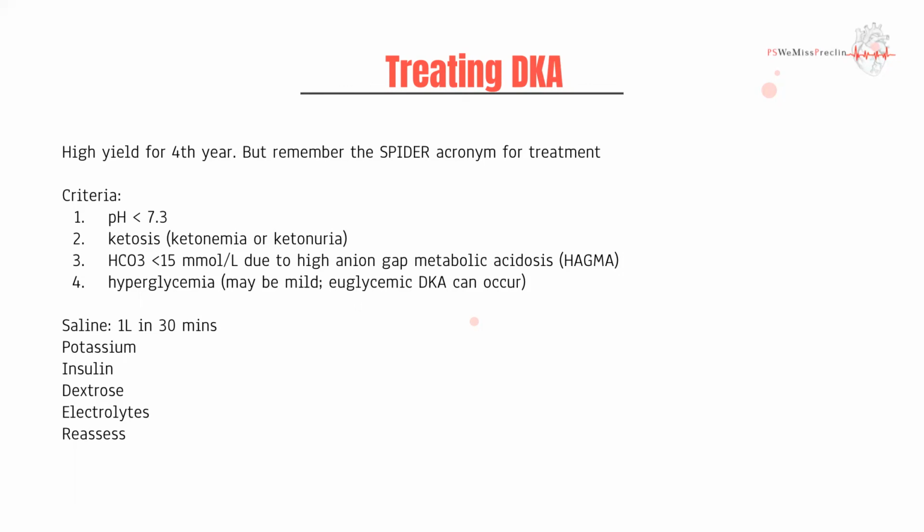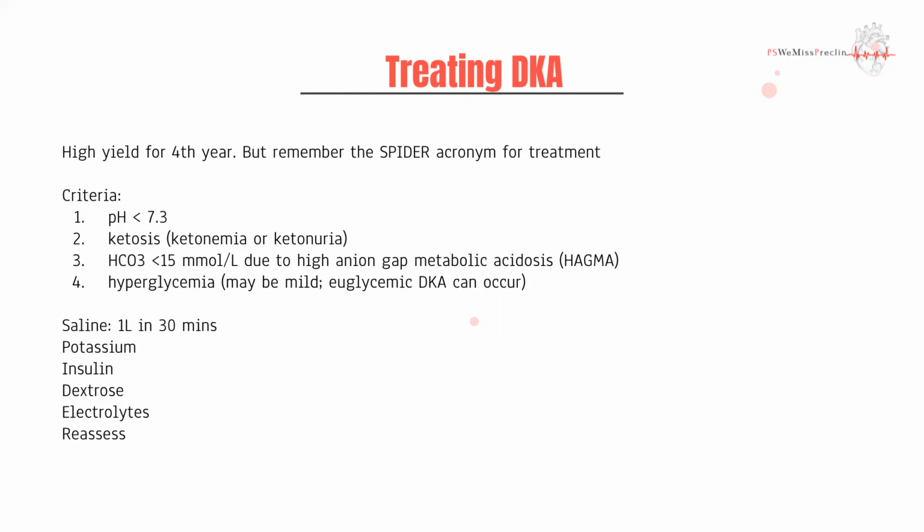You also need to have a bicarb that's less than 15, and that indicates a high anion gap metabolic acidosis, or HAGMA, as well as hyperglycemia, because type 1 diabetes presents with hyperglycemic DKA. Euglycemic or normoglycemic DKA actually can happen, and that's particularly important with SGLT2s.